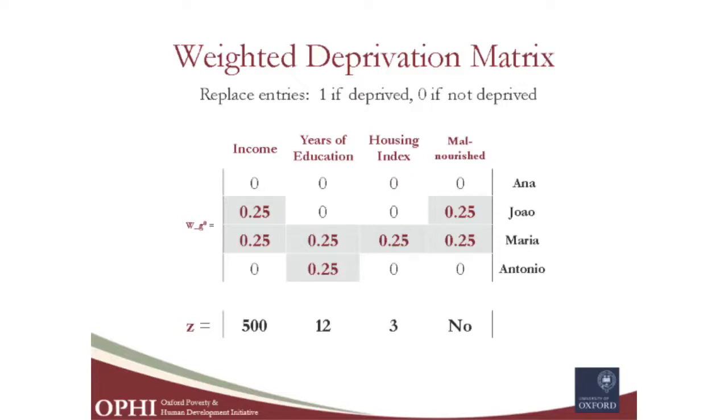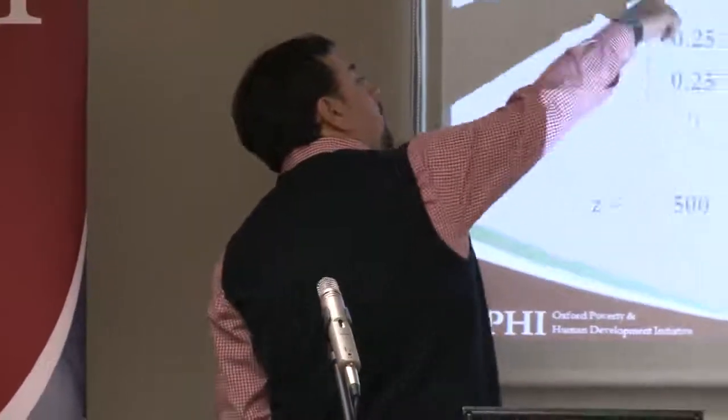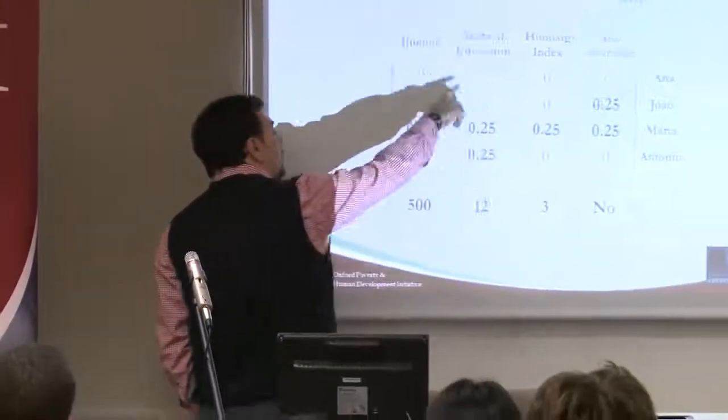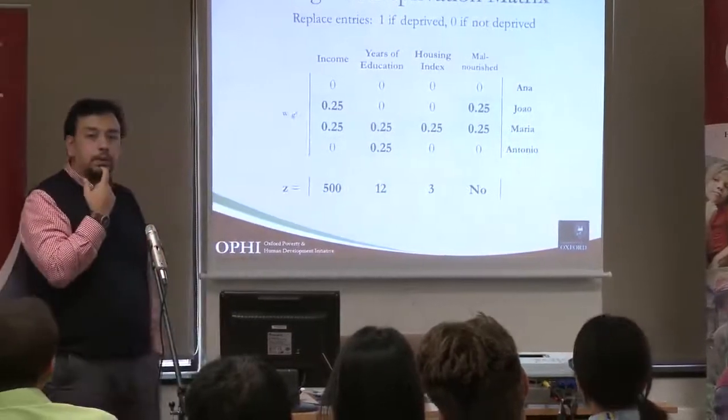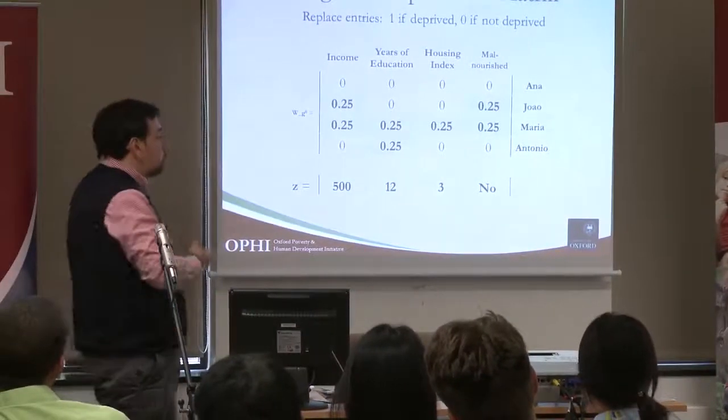Let's give to each one of these conditions a weight. I use the simplest one. Same weight to each one. The first dimension, 25%, the second dimension, or second indicator, 25%, and so on. Simple.